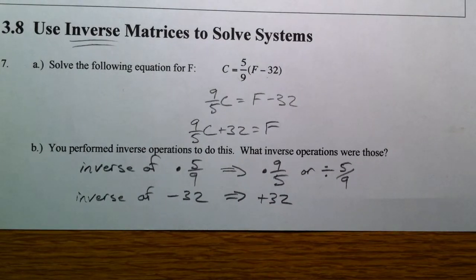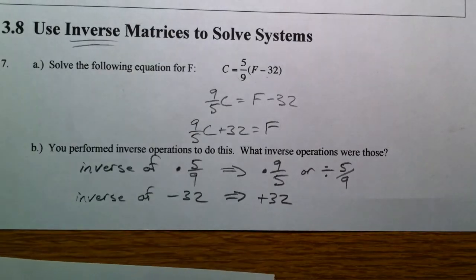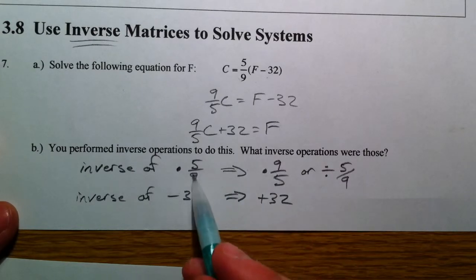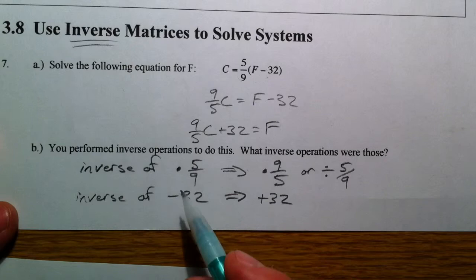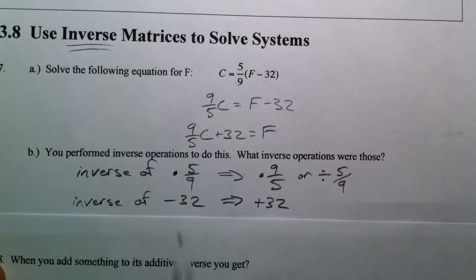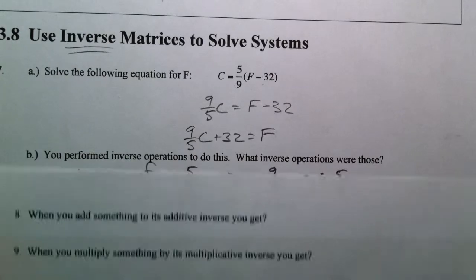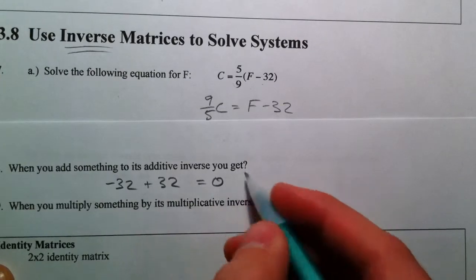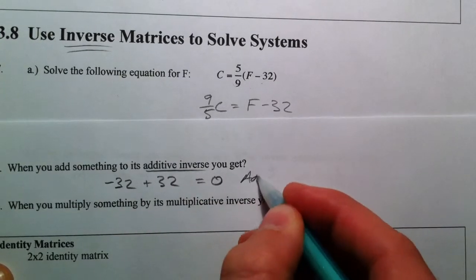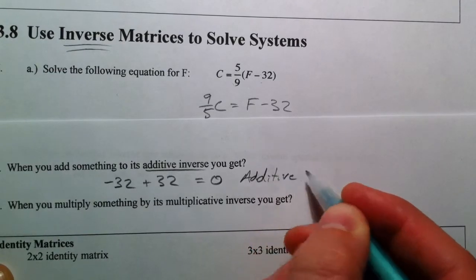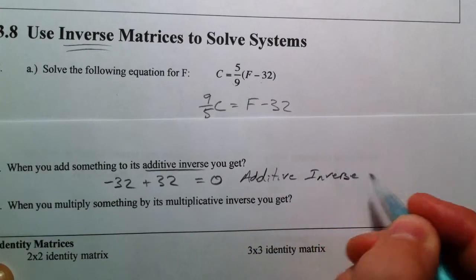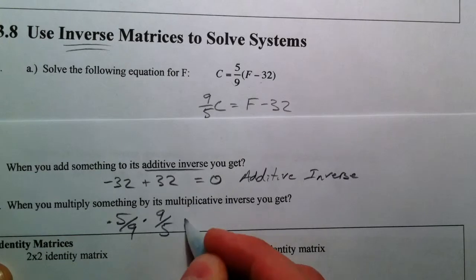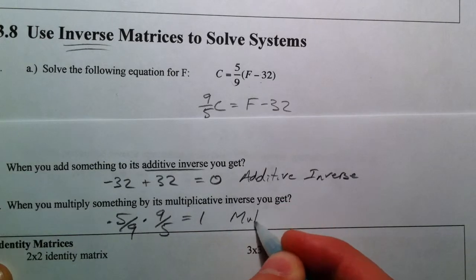And so matrices have undoing things as well. The biggest thing is that this is a multiplicative inverse. When we multiply 5/9 times 9/5, we get 1. And when we have a subtracted 32, add 32, negative 32 plus 32 equals 0, the additive inverse. And we have 5/9 times 9/5.